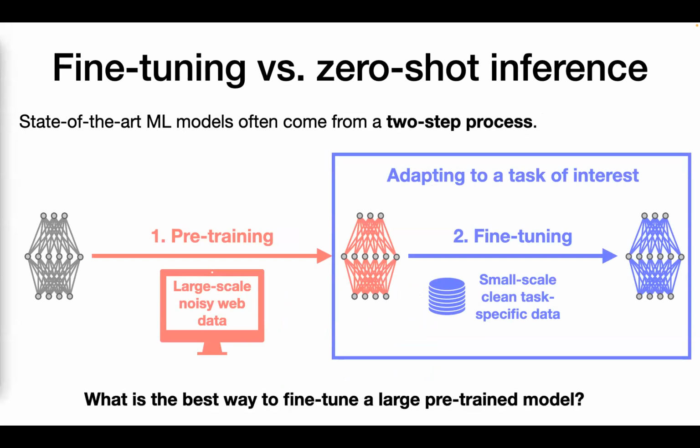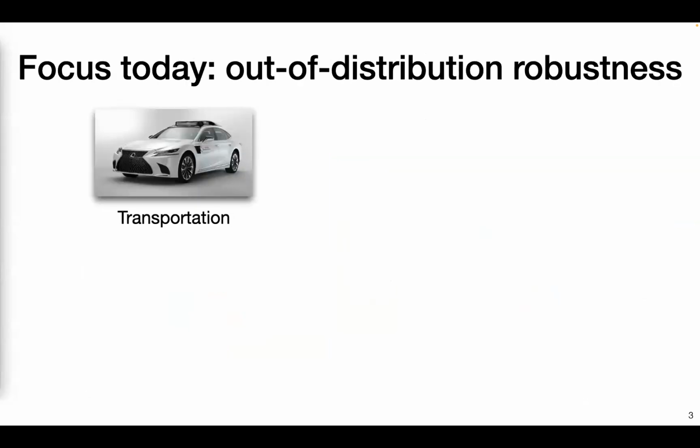And what I want to tell you about is some lessons we have learned over the past couple of years. What is the best way to fine-tune a large pre-trained model? And the focus specifically is going to be on out-of-distribution robustness, right? This is a very important topic. We have made tons of progress over the past 10 years in machine learning, computer vision, and so on.